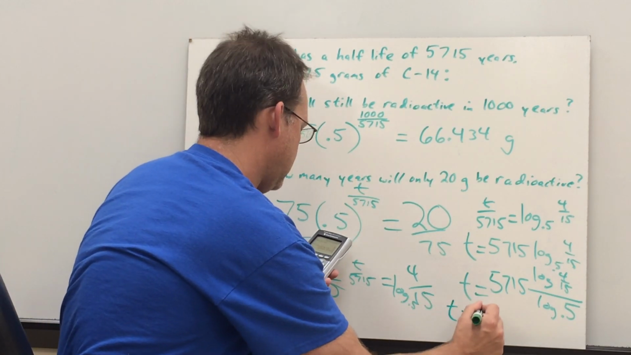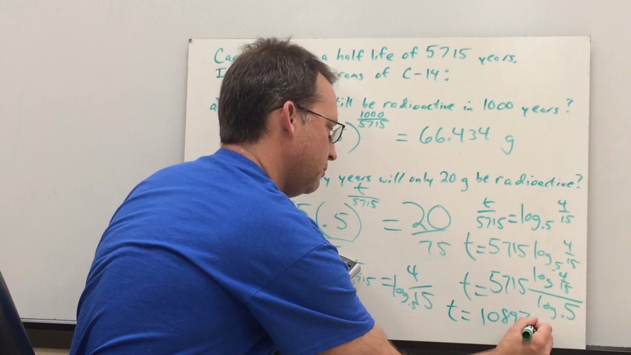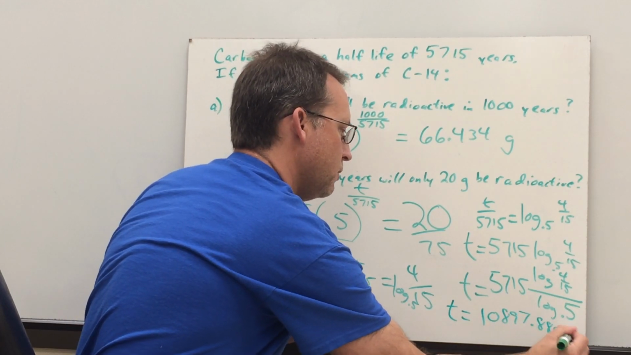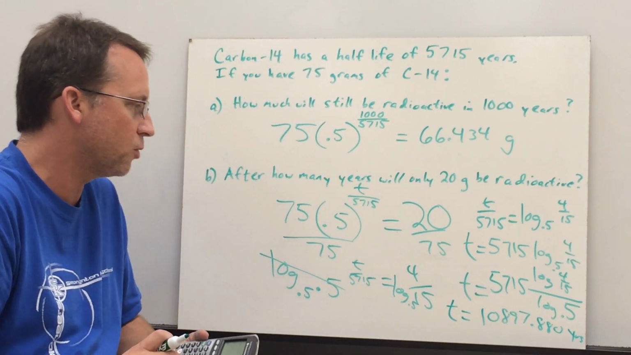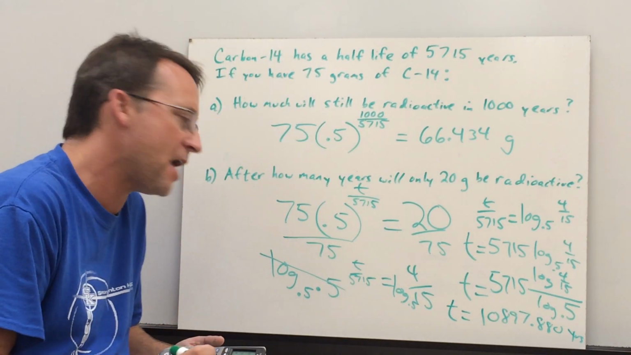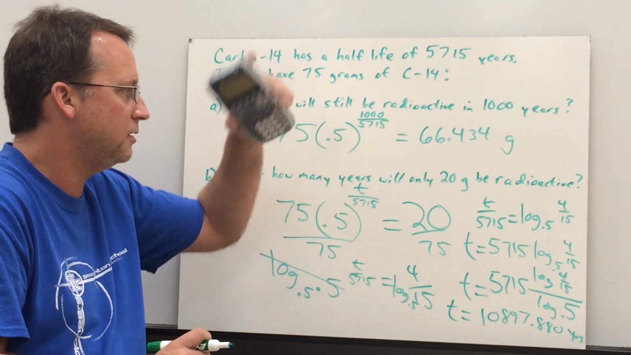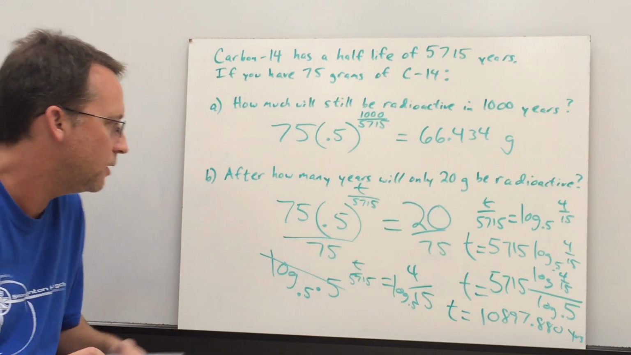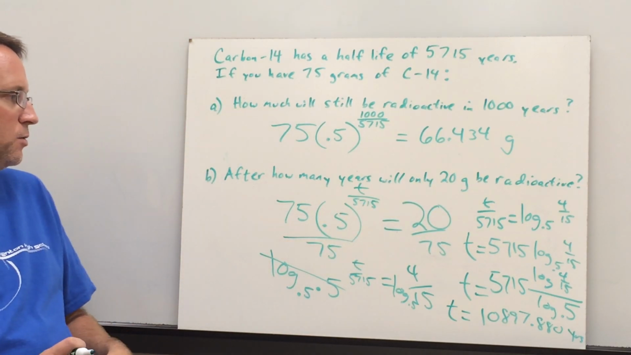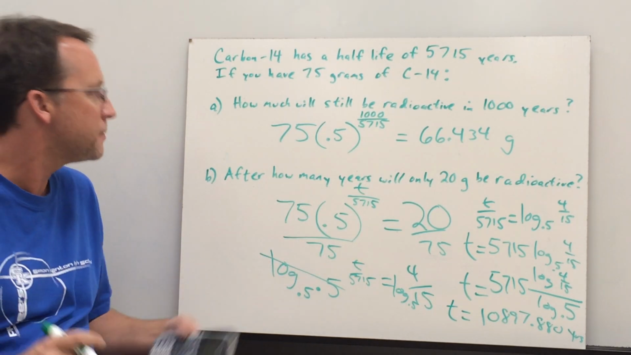I've got 10,897.880 years at the end there. Hopefully you can see that in the bottom corner there. Almost 11,000 years it'll take for that 75 grams of carbon-14 to decay down to where only 20 grams are radioactive. So that's how we do that. Again, getting rid of an exponential by using logarithms.